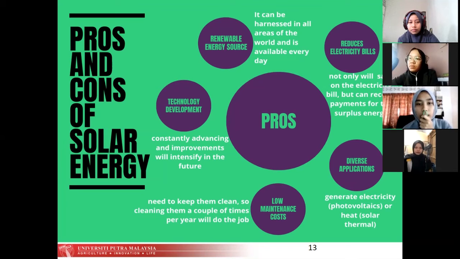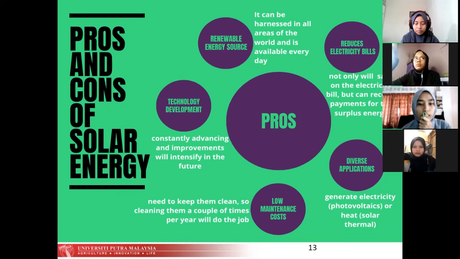The second point is that solar energy can reduce the electricity bill. Not only do we save on the electricity bill, we can receive payment for the surplus energy that we export back to the grid through the Smart Export Guarantee (SEG). The third one is diverse application. Solar energy can be used for diverse purposes. We can generate electricity or heat.